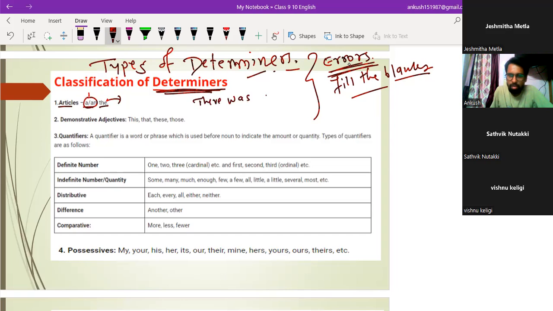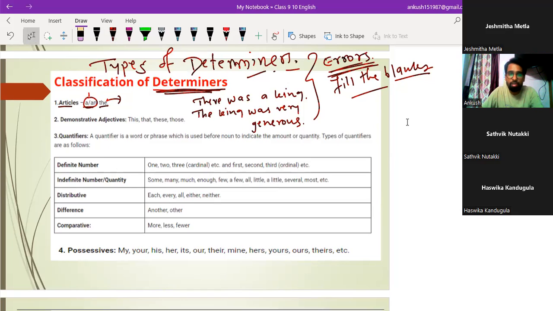There was a king. There was a king. The king was very generous. Now, what is the difference you are finding in these two sentences? See how articles are working as determiners.